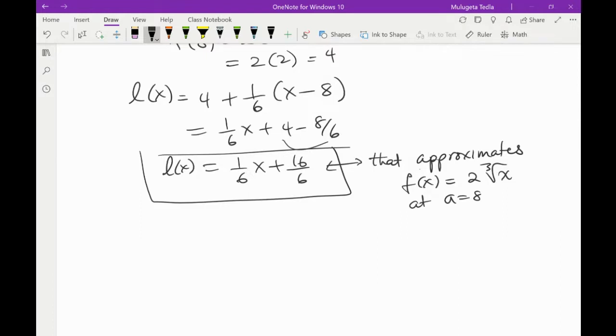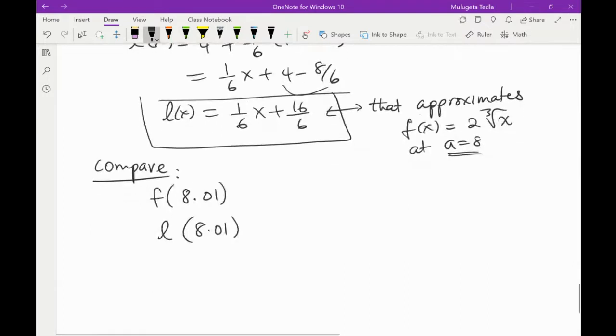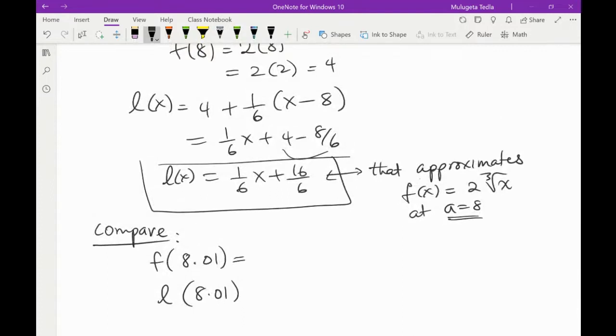So let's compare results. Say we have to get close to 8. What is f of 8.01 versus L of 8.01 is my question. I put 8.01 because I have to be close to 8 when I do this. I cannot just say, what is f of 100, or L of 100? They might be hugely different because we are talking about values close to a.